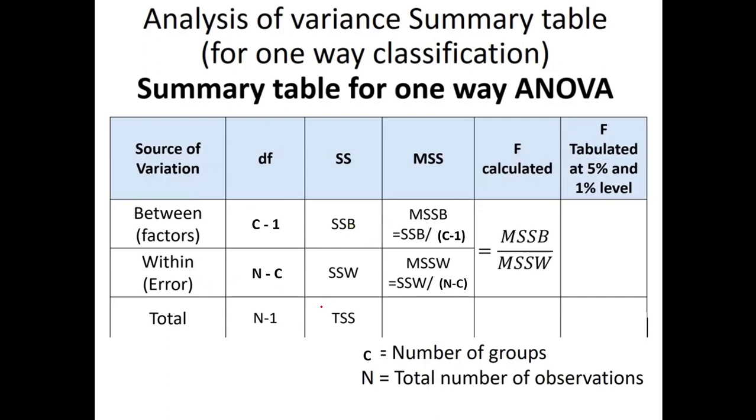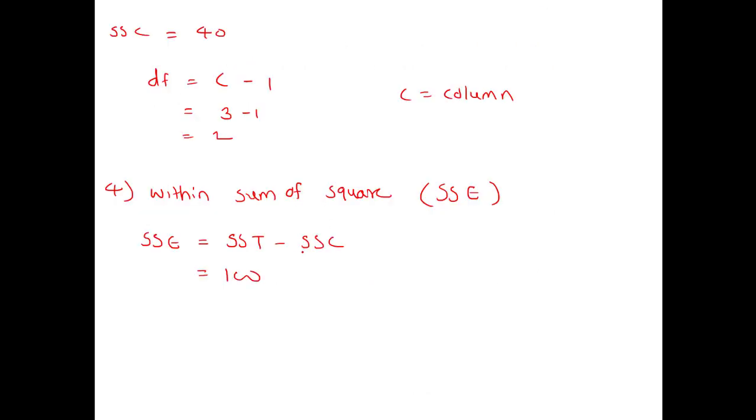From this table. So here between, within and total. So we have calculated SST, this is SST. We have calculated SSB, and here SSW or SSE we can get by subtracting SST minus SSB. We will get the value. I know that SST is 100, SSC is 40, we just had calculated. So SSE is 60. Let's try to find out this in table. Let's plot this in table.